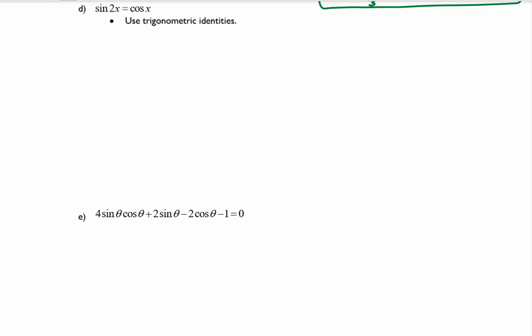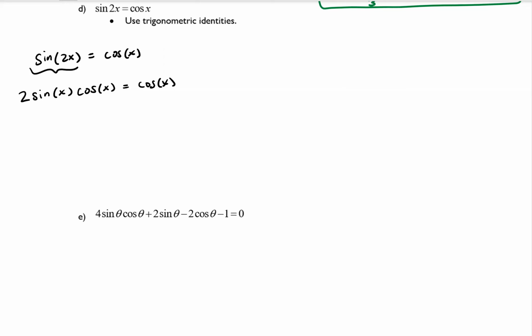Example D wants us to solve the equation sine of 2x is equal to cosine of x. And the hint here is to use trigonometric identities. So we know that there is a double angle identity we could use for sine of 2x. So we have sine of 2x is equal to cosine of x, and this we can replace with the double angle identity, which is 2 times sine of x times cosine of x is equal to cosine of x.